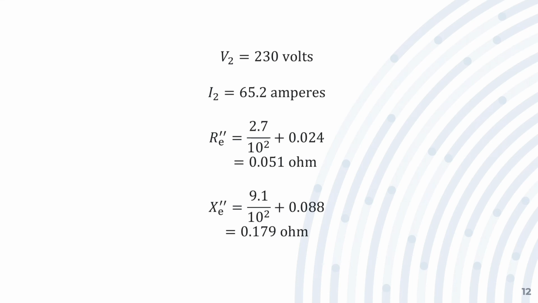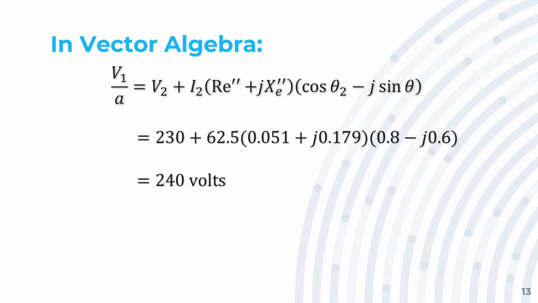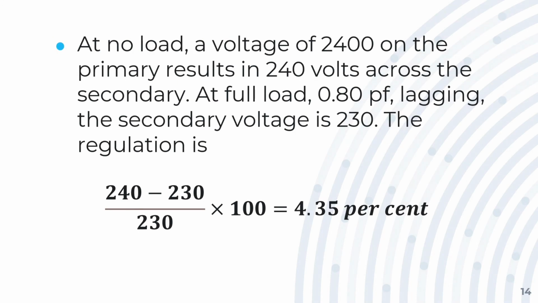So gamit naman yung vector algebra, since meron na tayo nung V sub 2, kailangan naman natin hanapin yung V sub 1. So gamitin natin tong formula na to para makuha natin yung V sub 1 which is 240 volts. At no load, a voltage of 2,400 on the primary results in 240 volts across the secondary. At full load 0.80 PF lagging, the secondary voltage is 230. So the regulation is 4.35%.